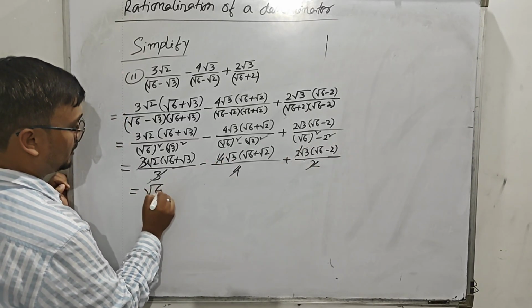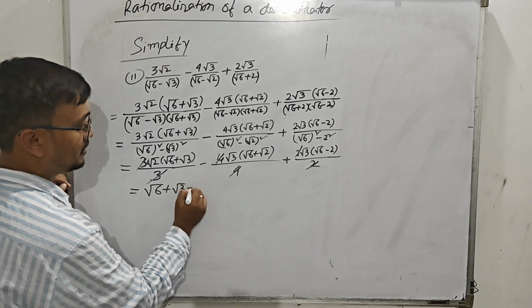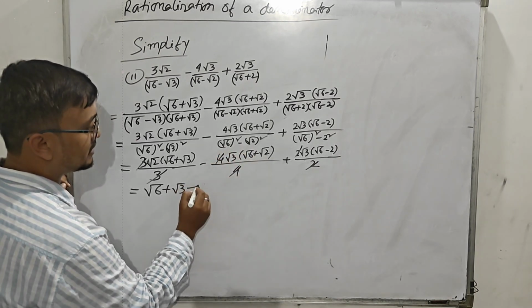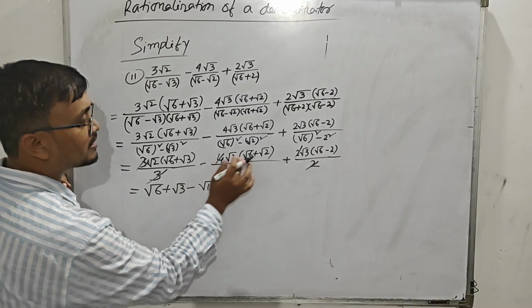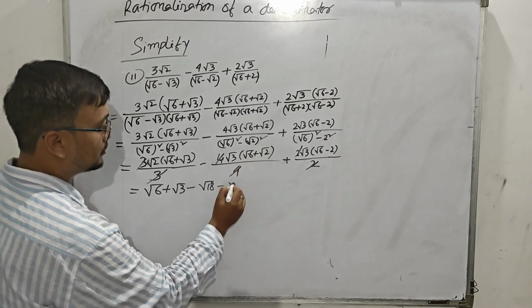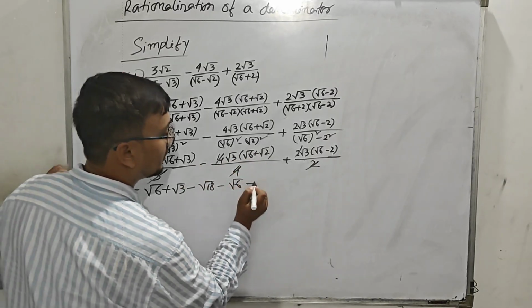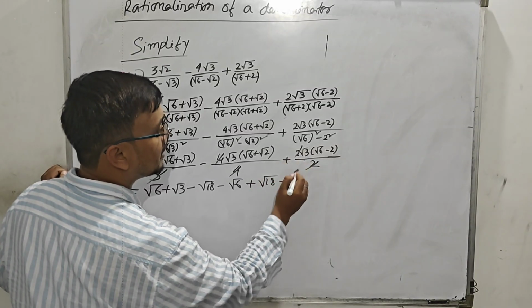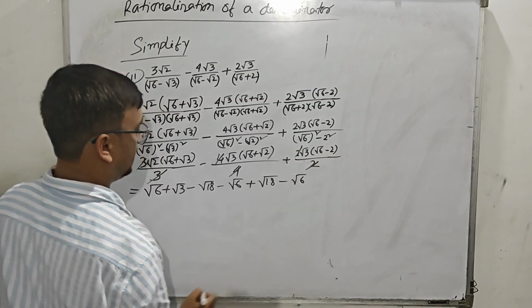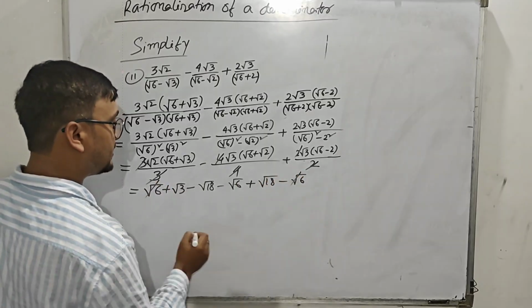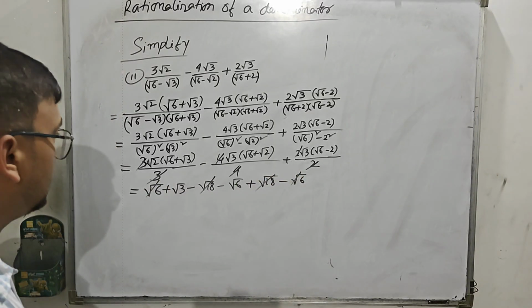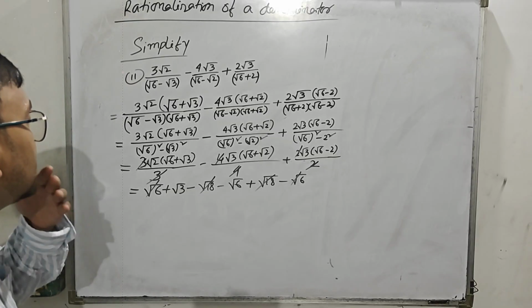So this will be root 6 plus root 3 minus, this root 3 will be multiplied with this root 3 into root 6, root 18, minus, into plus minus root 3 into root 2, root 6. Then root 3 into root 6, root 18, plus into minus minus root 3 into root 2, root 6. So 6 and 6 will be cancelled. This and this will be cancelled. How much will be left? One mistake will be a question.